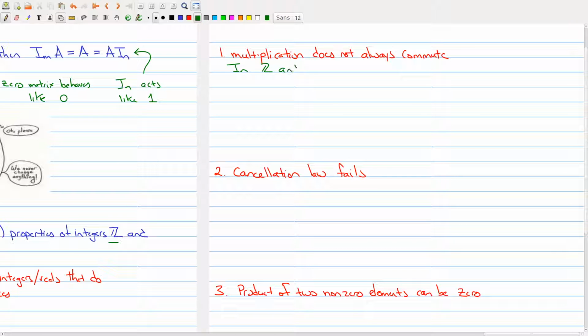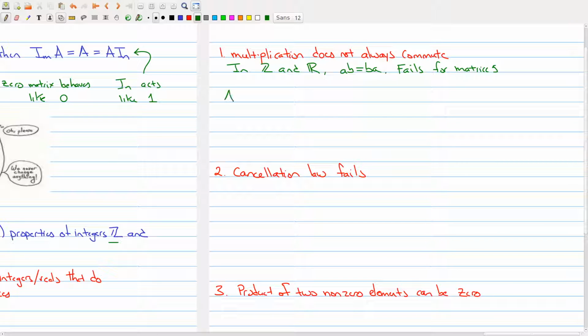In Z and R, so in the integers and the real numbers, it's always true that the order in which you multiply two things is always equal. So multiplication is always commutative. However, this fails for matrices. You do not actually have this property.